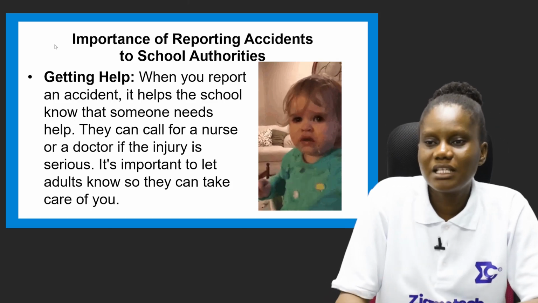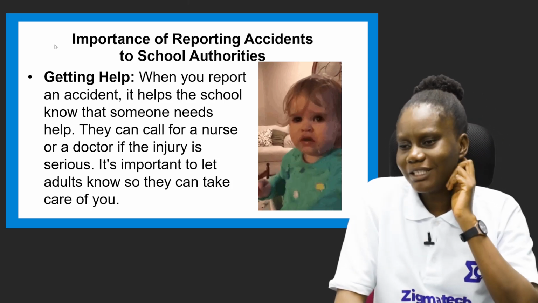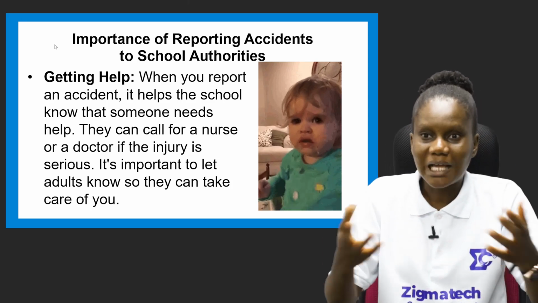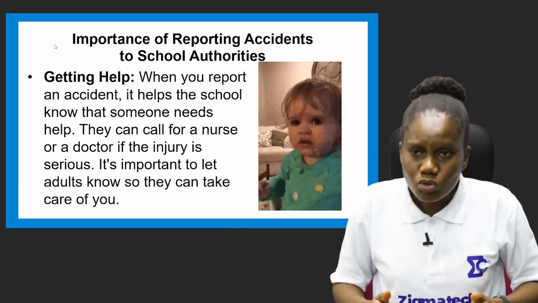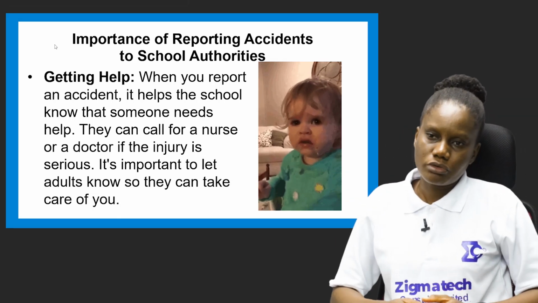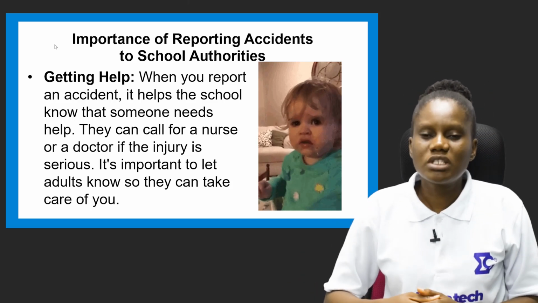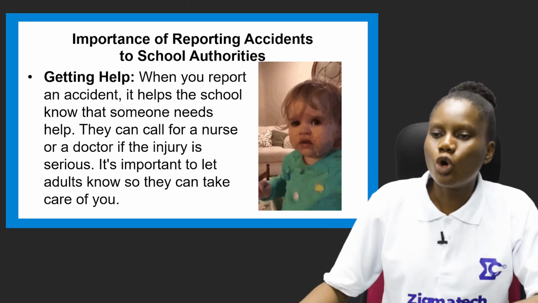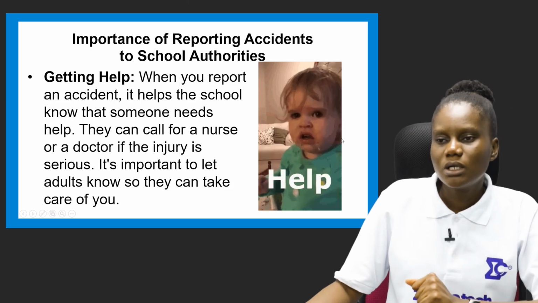When you report an accident, it helps the school know that someone needs help. So you don't wait till the situation is getting out of hand and the person is almost dying before you raise the alarm. No, immediately there is an incident in the school, you should report to the school authority. You can call for a nurse or a doctor if the injury is serious. It's important to let adults know so that they can take care of the person. Don't try to keep it to yourself.